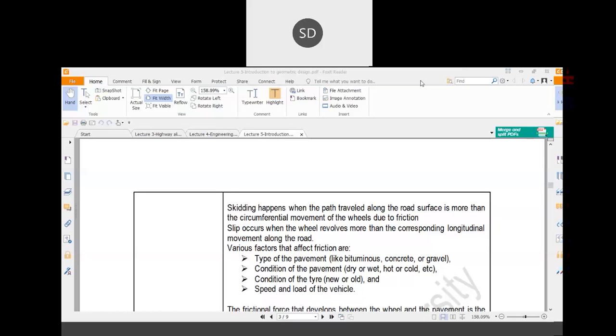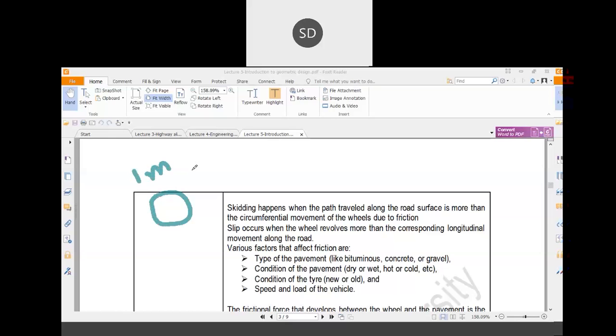Is it clear what is skidding and slipping? Let me discuss this with a real example. Suppose this is the tire of the vehicle, and suppose the periphery of this tire is 1 meter.